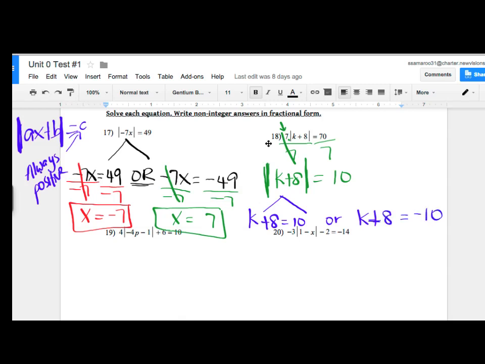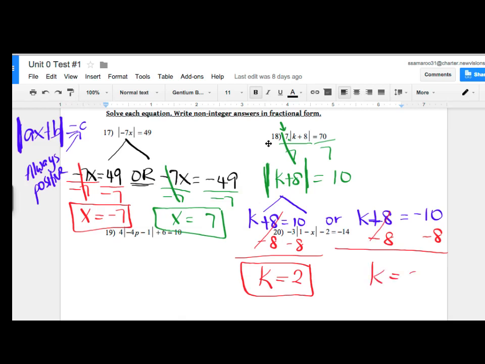So, Miss Samaru, the trick is I split it after everything is inside the absolute value? Yes, everything has to be in the absolute value before I split these up. And then once you have this, I'm pretty sure you guys can get this out. You solve this, minus 8 on both sides, this is one answer, bam, k is equal to 2. Or, minus 8 on both sides, k is equal to negative 18. And those are my two answers. So the key is, just like Miss Ewan said, we have to make sure everything is in my absolute value sign.